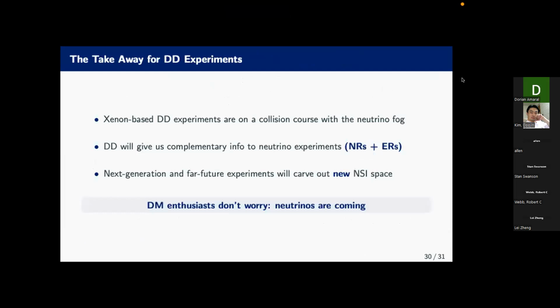So the takeaway for direct detection experiments is that xenon-based direct detection experiments, as they progress, are going to be on a collision course with the neutrino floor. As I just said, they're going to give us really cool complementary information from nuclear recoils and electron recoils. And from the looks of our analysis, they're going to start carving out new NSI parameter space. My point here is, if anyone here is a huge direct detection enthusiast, don't worry, the neutrinos are coming.